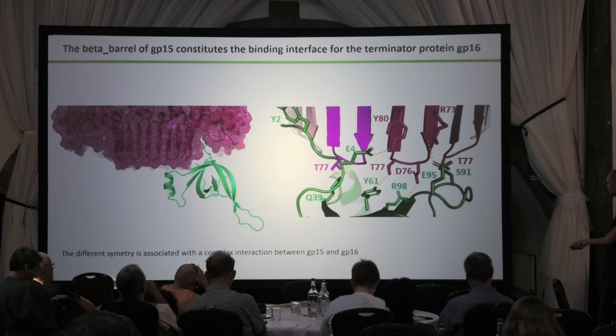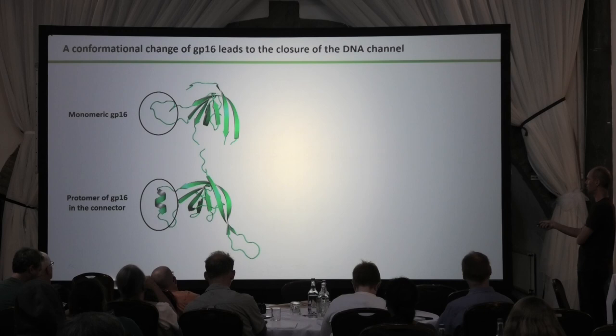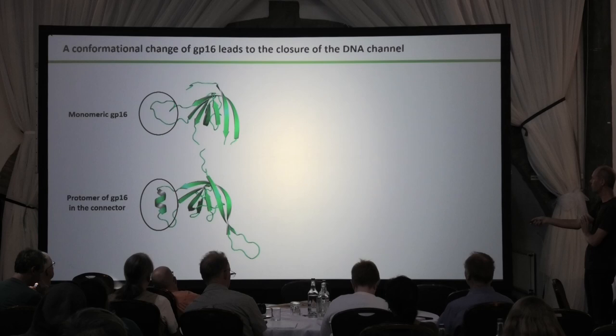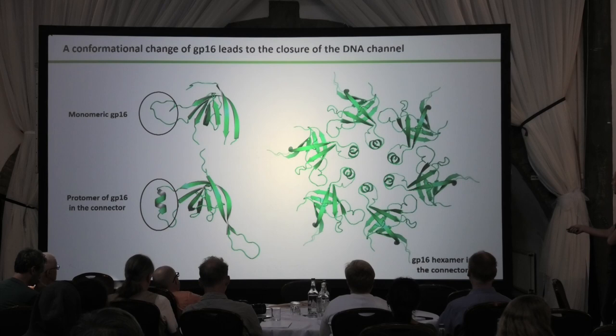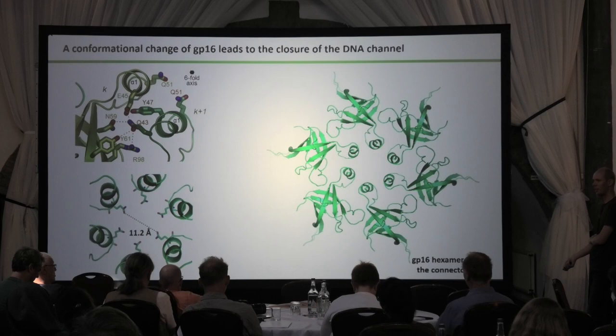So now let's have a look at what happens to GP16 once it has been recruited. It also undergoes a significant conformational change, even if it is less drastic than in GP15. So we have the same beta barrel core, but we have this loop that is refolding into a helix. And if we look at the hexameric structure made by GP16 subunits, precisely this helix is facing the center of the channel, and that's exactly where the channel is the narrowest. So we have a width of only 11 angstroms compared to the diameter of the DNA double strand, that is around 20 to 23 angstroms.